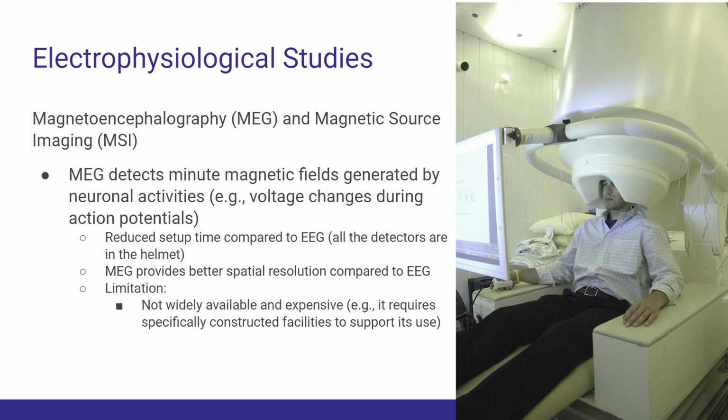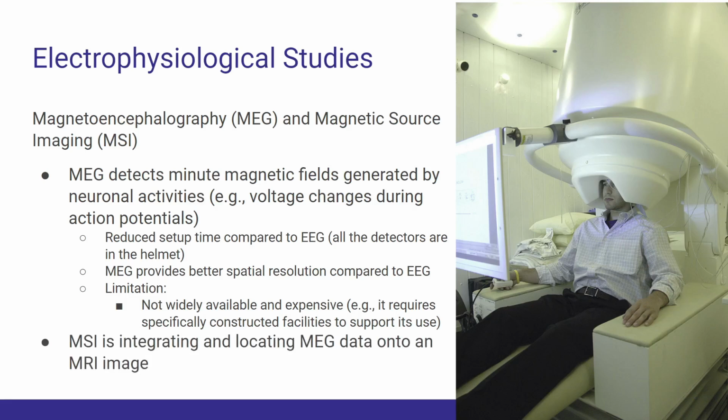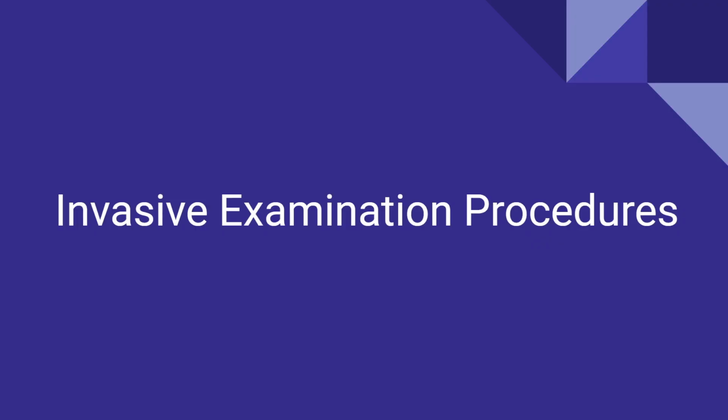A major limitation is that it's not widely available and it's very expensive because it requires the construction of a specific facility to support its use. Magnetic source imaging is an integration and localization of MEG data onto an MRI image. The final diagnostic category we're going to discuss is invasive examination procedures.